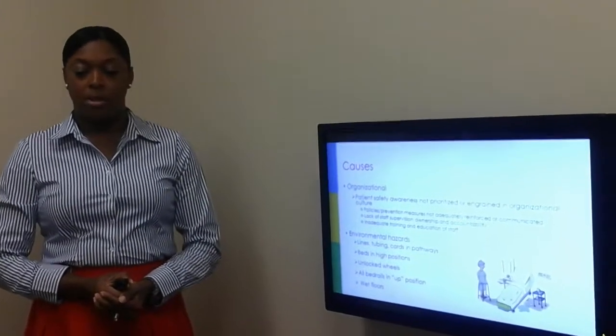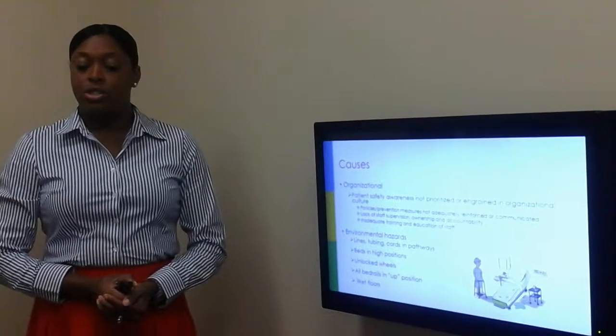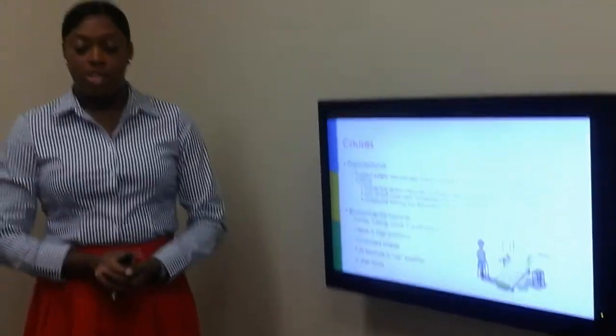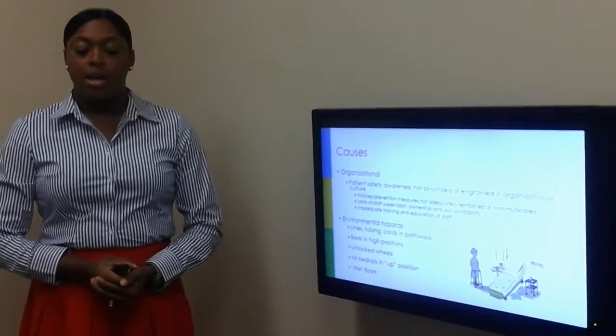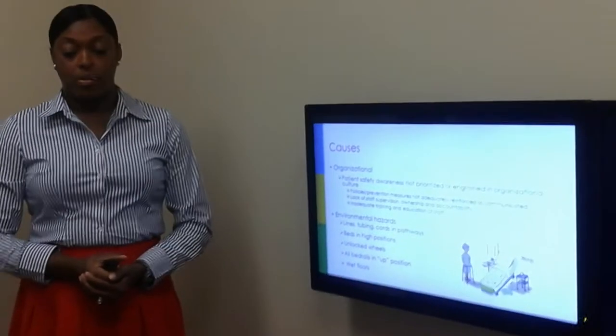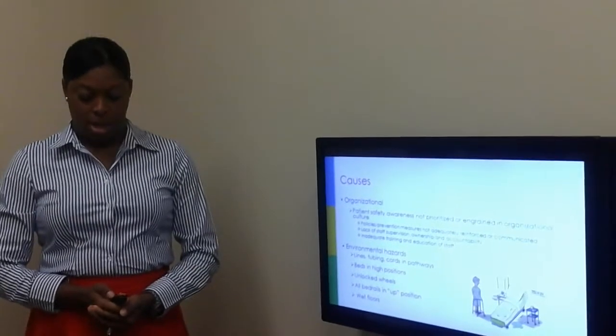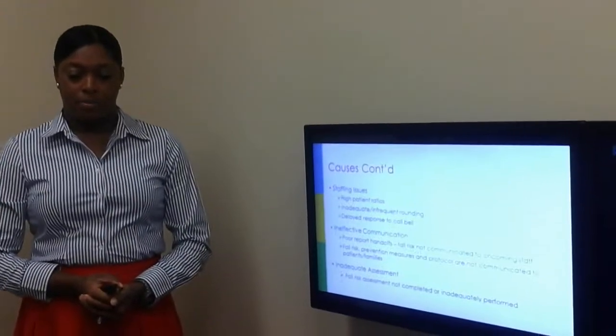As it relates to environmental hazards, lines, tubings, cords in the pathways of the patients, beds in the highest positions, unlocked wheels, all bed rails being in the up position, and wet floors are some of the environmental hazards.